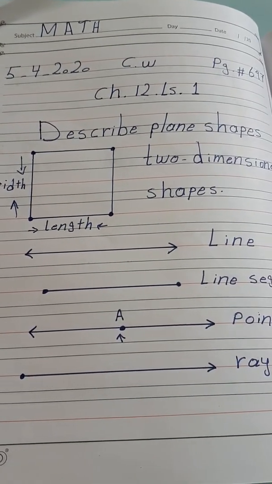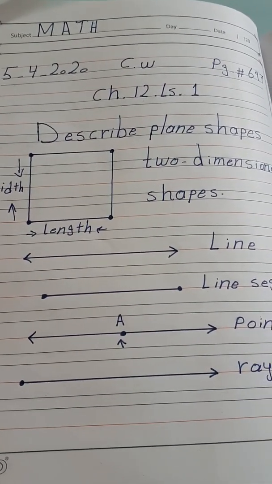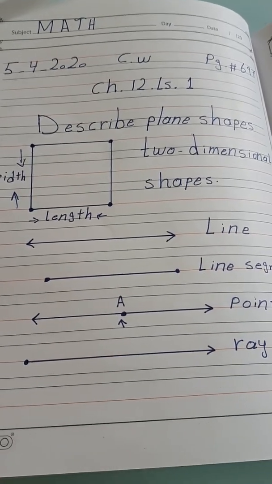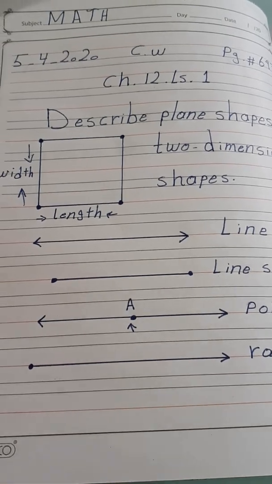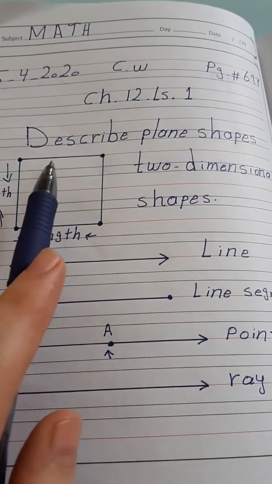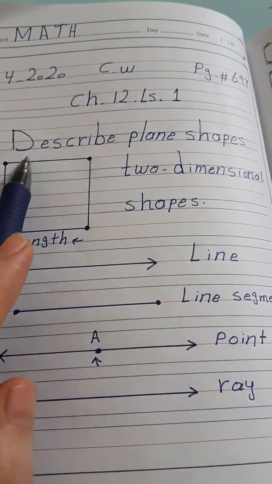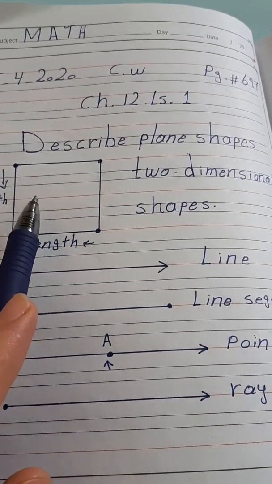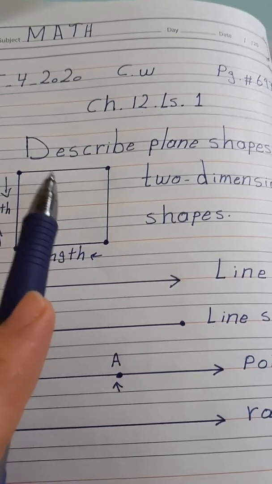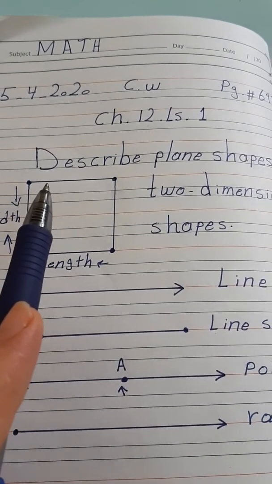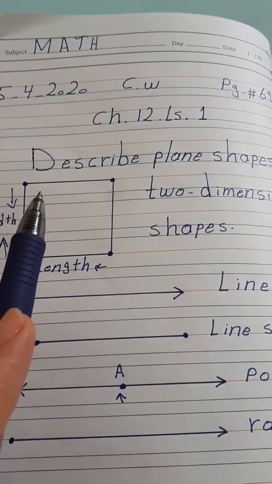Today we will start a new chapter, chapter 12, lesson 1: Describe plane shapes. Pay attention with me. First, look at this shape. What is this shape? Who can say what this shape is? Square. Yes, good. This shape is a square. Good.